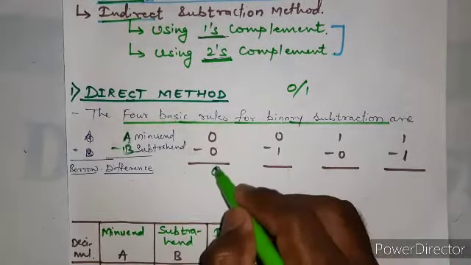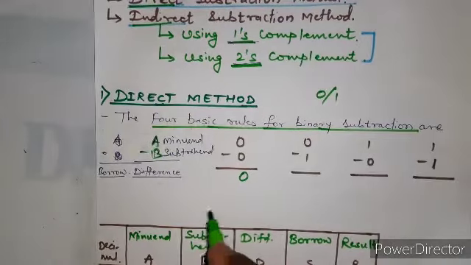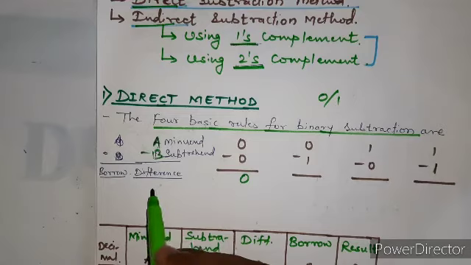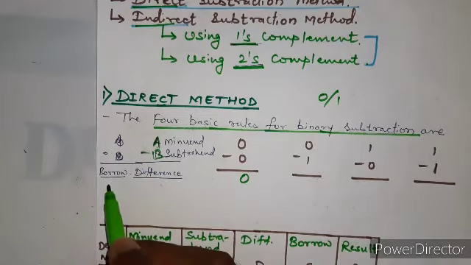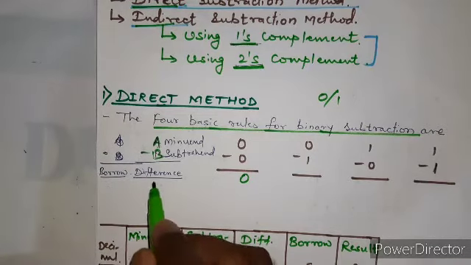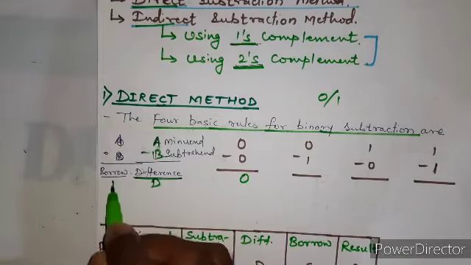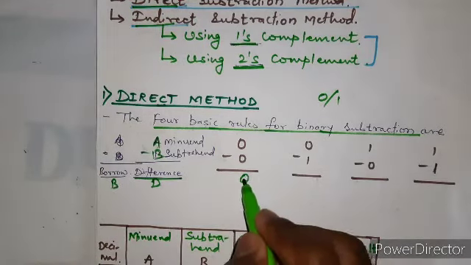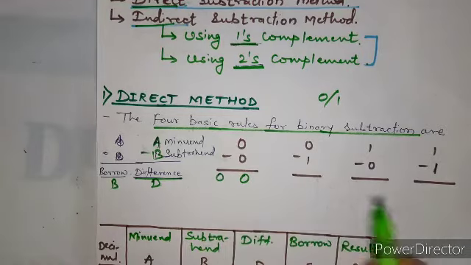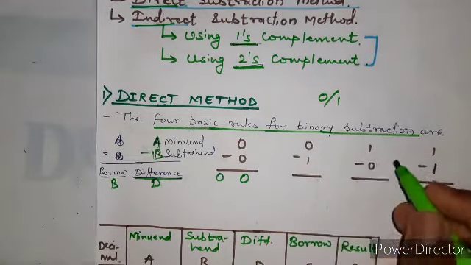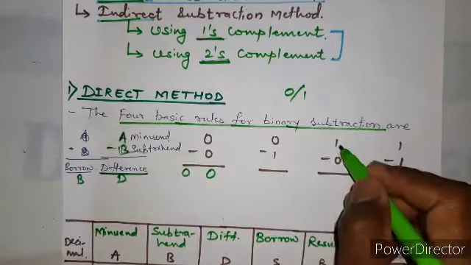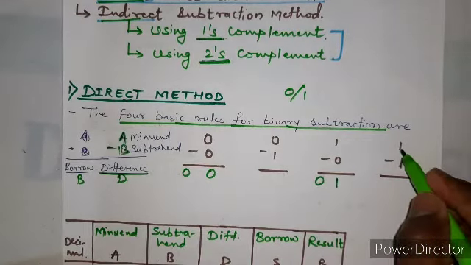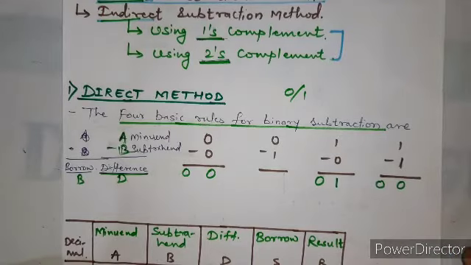So 0 minus 0 is 0. Now one more concept here. As we have seen, for binary addition we have sum and carry. Now here we have difference and borrow. Okay, so 0 minus 0, difference is 0, borrow is 0. 1 minus 0, difference is 1, borrow is 0, and 1 minus 1, it is 0 and 0.